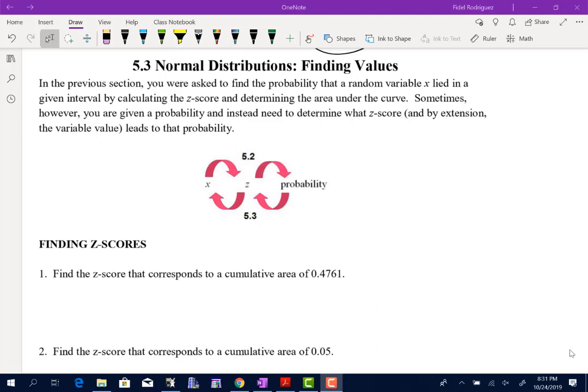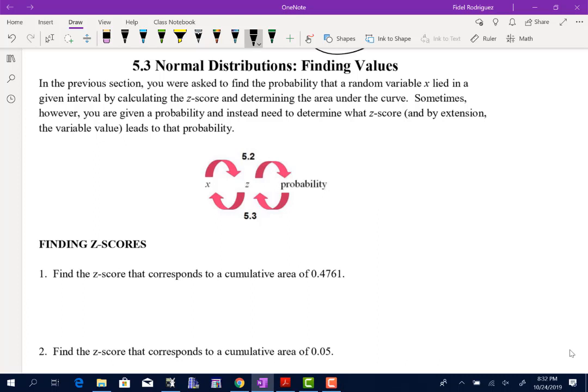Okay, so guys, before when we had the z values, we were able to find the probabilities, right? So when we said what's the probability that z is less than, I don't know, negative 0.25, we would go to the table, we would look for negative 0.25, we would find that number, and that's the probability. What we're doing now in this section is we're going backwards. We're going to find the z-scores if we have the probability, okay?